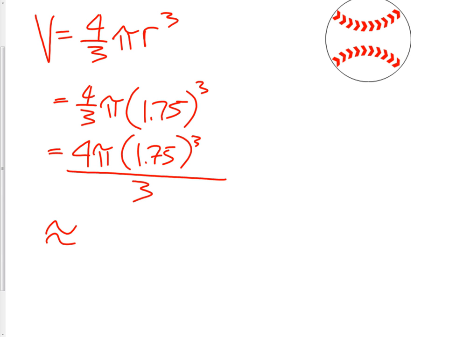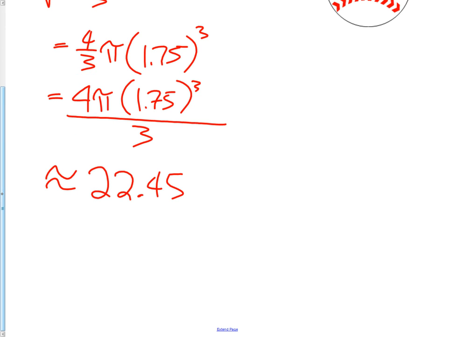Hopefully you tried that and you would get a volume of approximately 22.45, and I believe we're measuring this in inches, so it would be cubic inches.